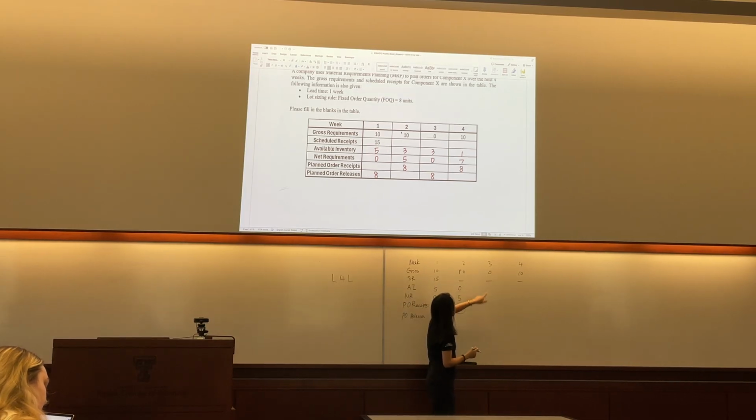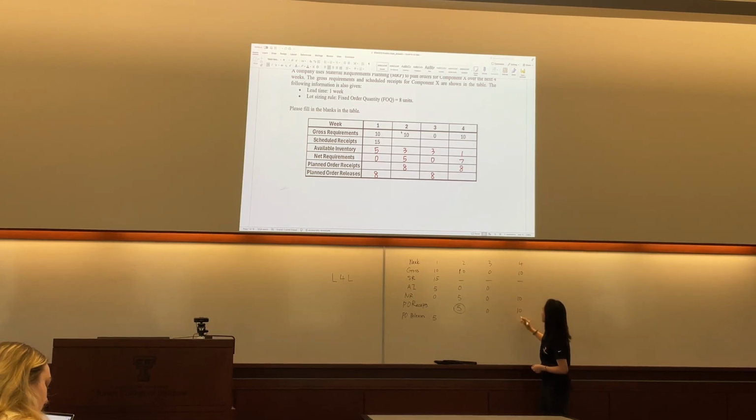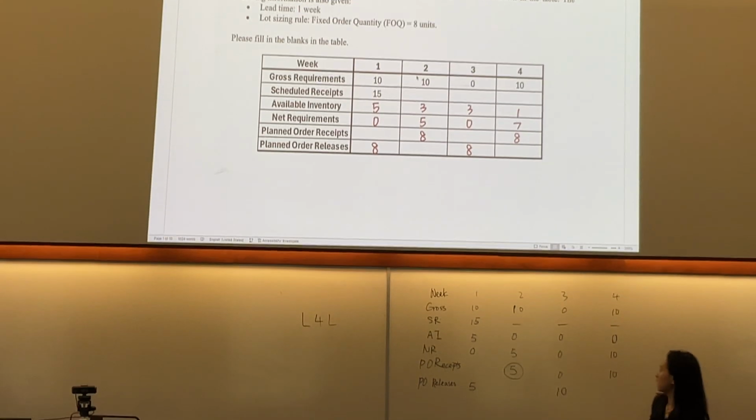Then for week 3, we don't need anything. We don't have anything, so all zeros. And in week 4, we need 10. So the net requirement is 10, and we want to receive 10. In order to receive this one, we need to place our order in week 3 and 0 inventory left.